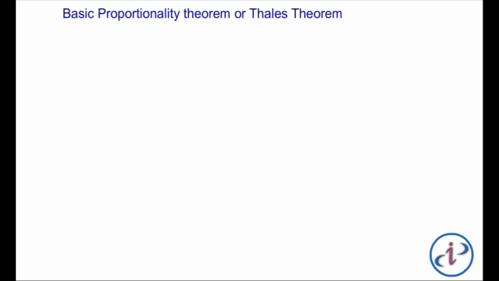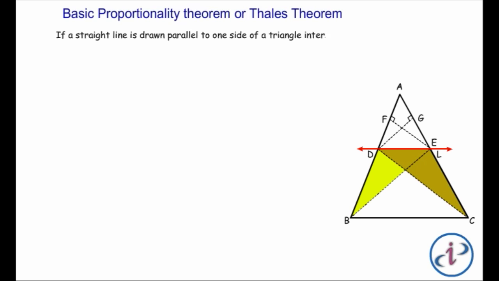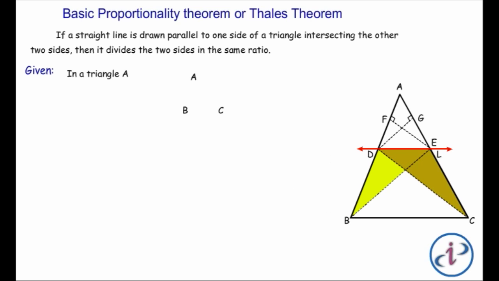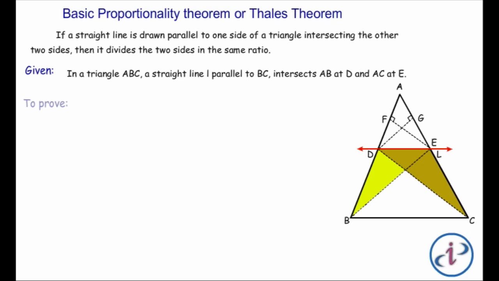Basic proportionality theorem or Thales theorem: If a straight line is drawn parallel to one side of a triangle intersecting the other two sides, then it divides the two sides in the same ratio. Given that in a triangle ABC, a straight line L parallel to BC intersects AB at D and AC at E. To prove that AD by DB is equal to AE by EC.